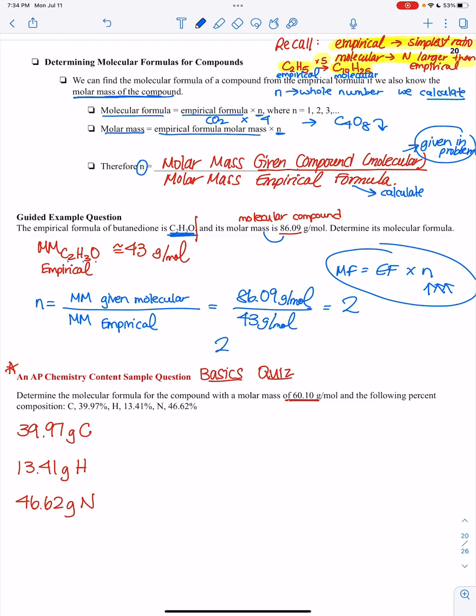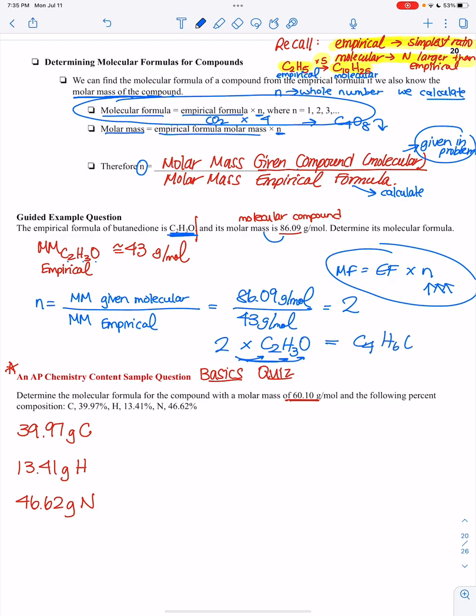So 2, right? I'm doing this right here. My molecular formula is my empirical formula times N. So N, which is 2, times C2H3O. Oh, I multiply all of the subscripts by 2, and I get C4H6O2. This is my molecular formula.